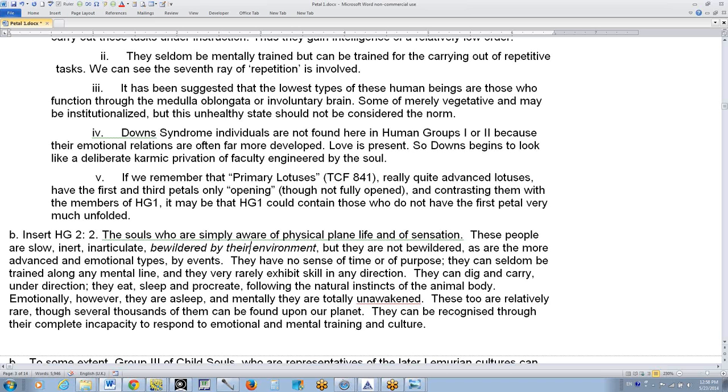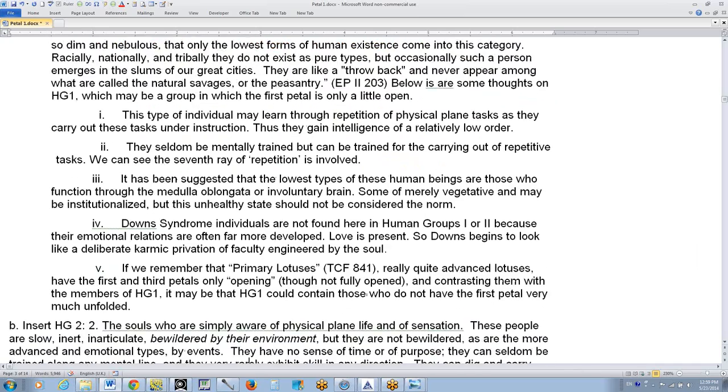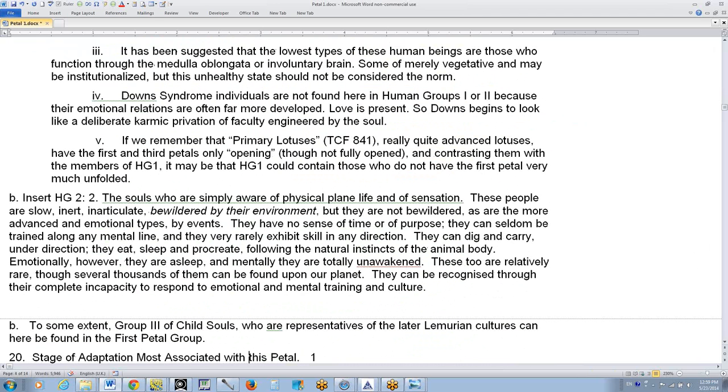They eat and sleep and procreate, following the natural instincts of the animal body. Emotionally, however, they are asleep, and mentally they are totally unawakened. These too are relatively rare, though several thousands of them can be found upon our planet, and they can be recognized through their complete incapacity to respond to emotional and mental training and culture. So for whatever reason, human group 2 was left out. It shouldn't be, and they certainly relate to this first petal.